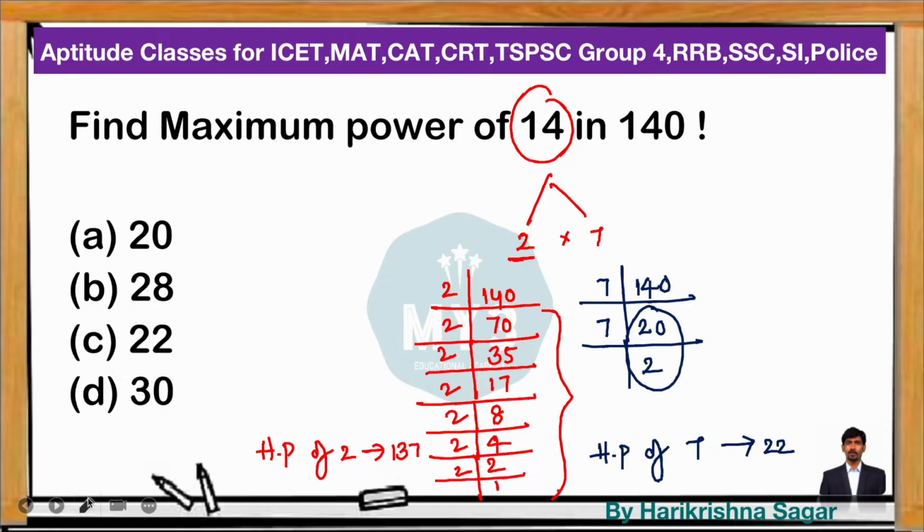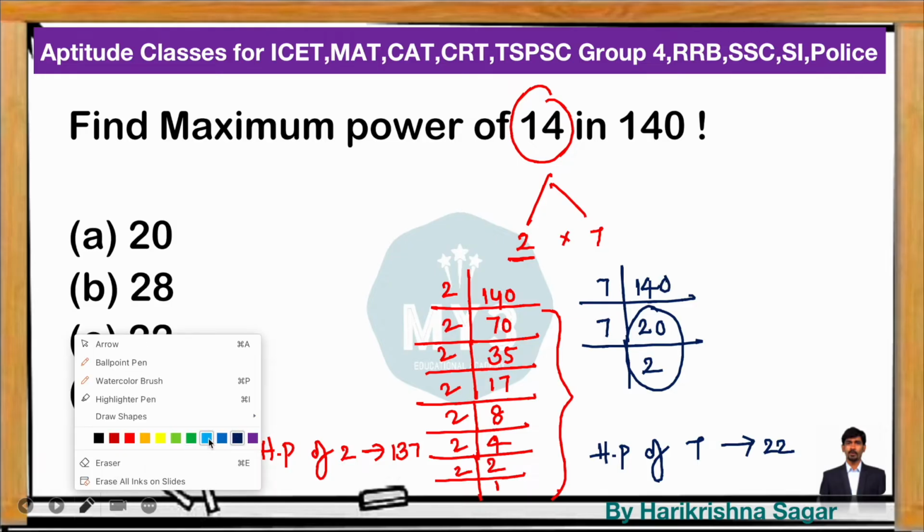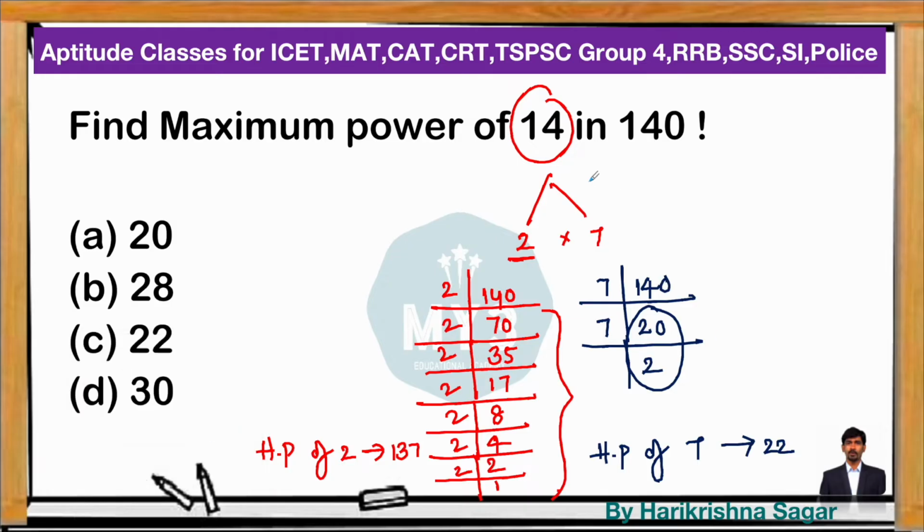But what I am trying to convey from this is, just observe, they need the maximum power of 14. How will you get 14? With a 2 and 7 pair, you will be getting 14. That means you have 137 twos. We don't need all those 137 twos because we have only 22 sevens.